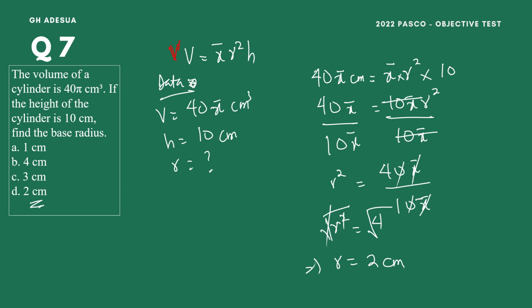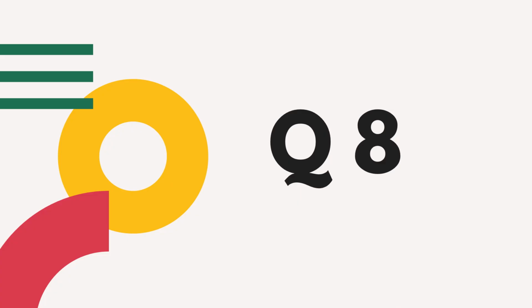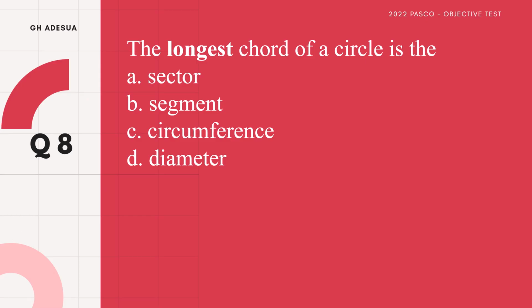Now we go to our eighth question. Eighth question says that the longest chord of a circle is there. The longest chord of the circle is there. So in here we have a sector, segment, circumference, and diameter.